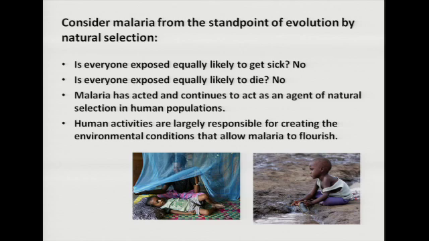And another important factor to keep in mind is that our own activities are largely responsible for this situation. We have created the environmental conditions that allow malaria to flourish. Whereas the birds on Daphne Major did not change their environment, they had nothing to do with the drought, in our case, in the case of falciparum malaria, we have a lot to do with it.